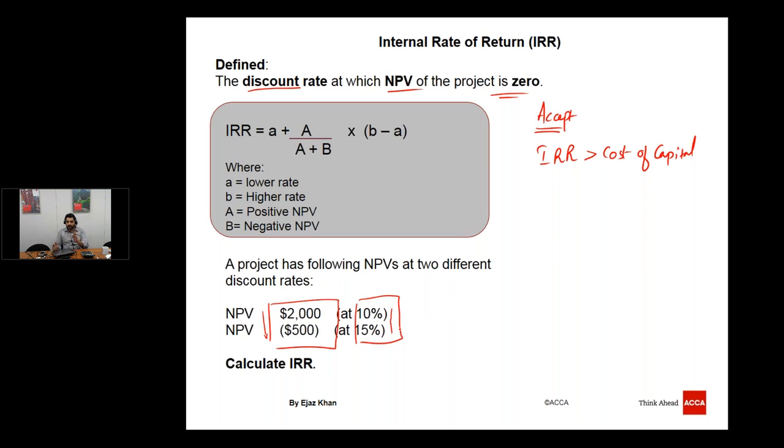Yes, Adil, if our cost of capital is 14% and IRR is also 14%, it means that we are at break-even. We won't be saving anything.